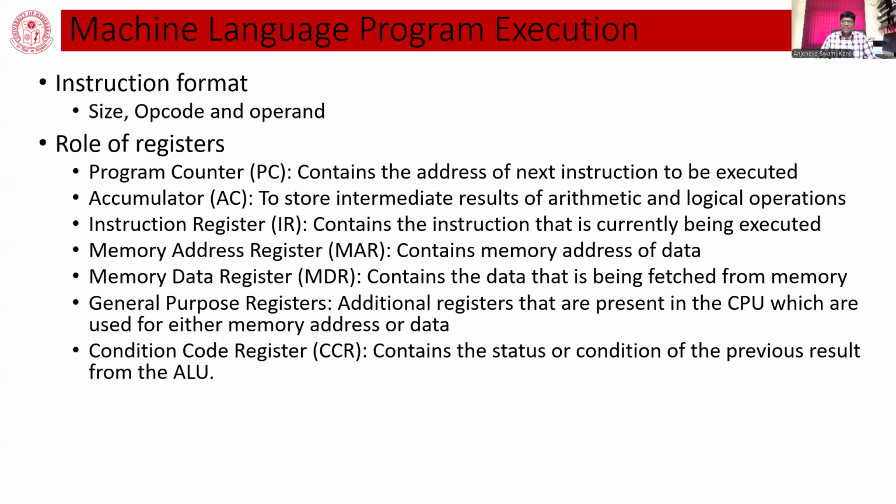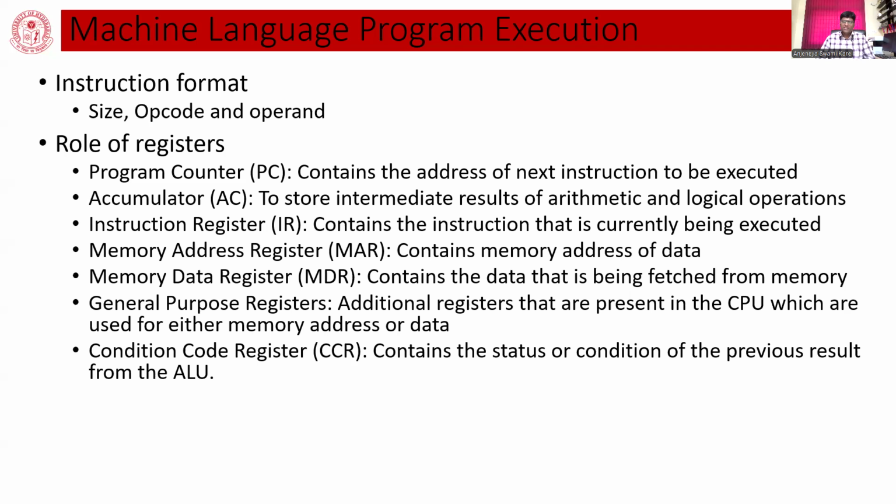The instruction register contains the instruction that is currently being executed. If you read the instruction register and split it to get the operation code and then the operand, the CPU will execute the particular instruction. The memory address register contains the memory address of the data. The memory data register contains data that is being fetched from the memory. The CPU also contains quite a few general purpose registers. These are additional registers present in the CPU, which are used for either memory addresses or data based on the requirement.